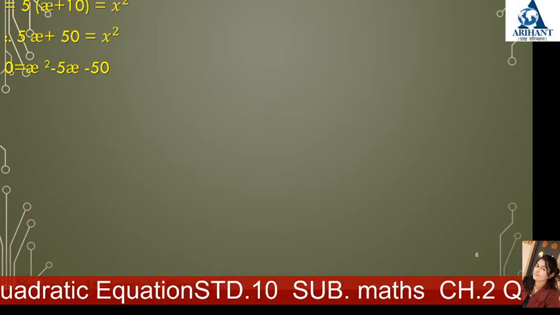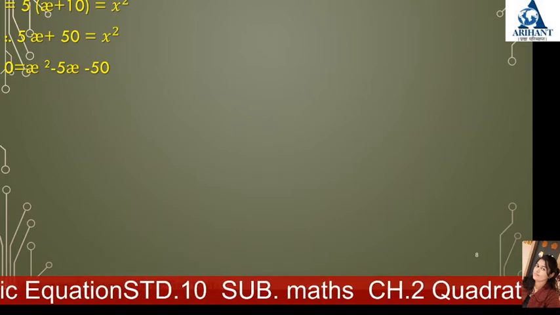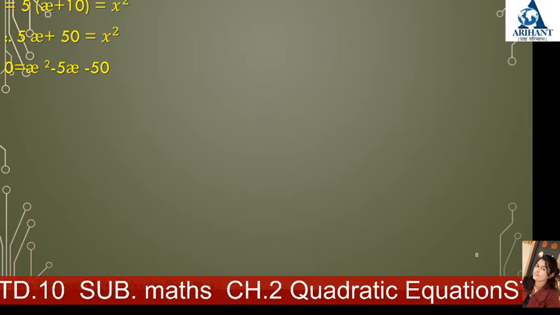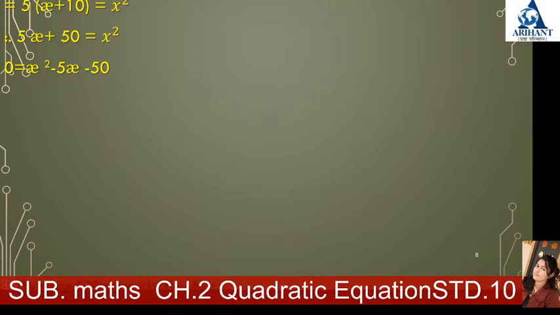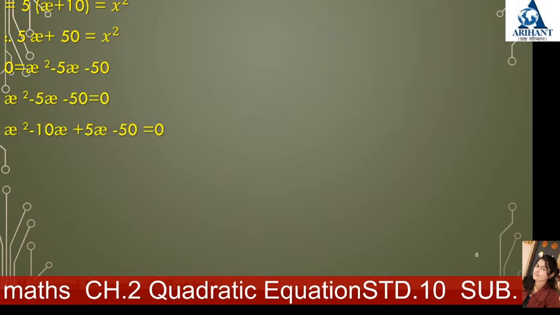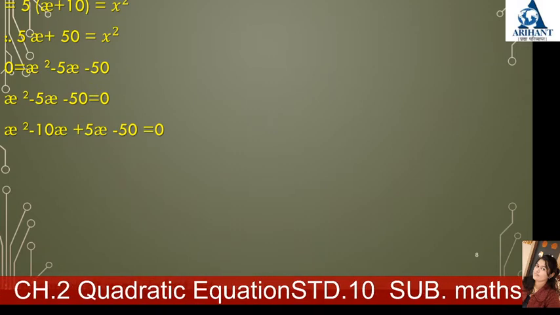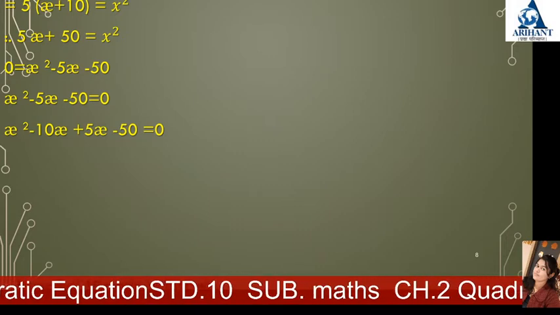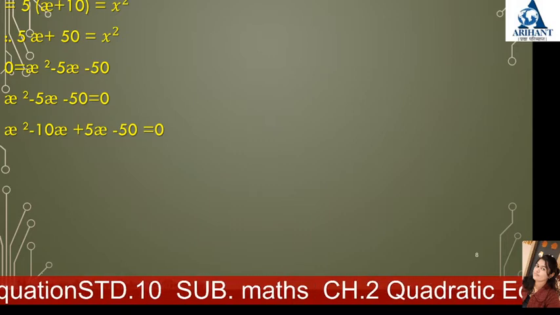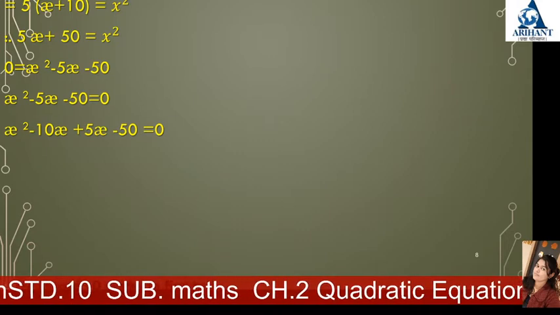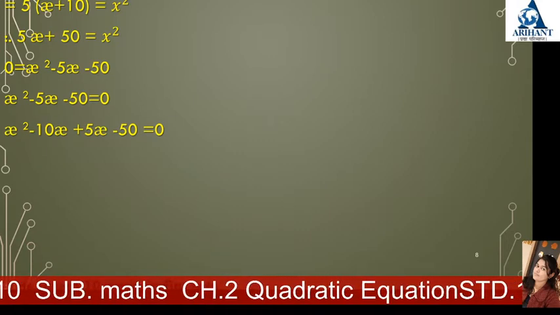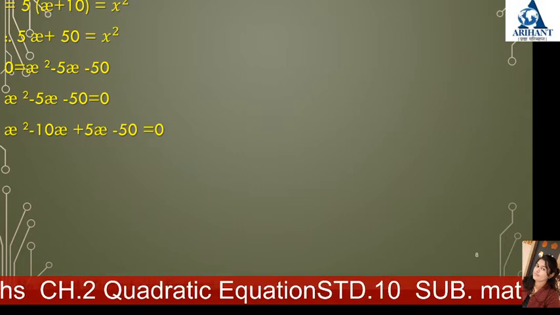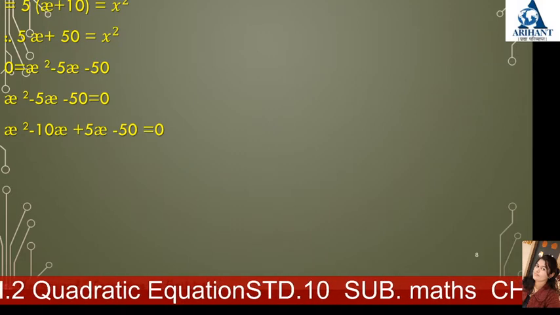Then 0 is equal to x square minus 5x minus 50. Next step is x square minus 5x minus 50 is equal to 0. This is a simple equation. Let's write minus 5x in the form of minus 10x plus 5x. We can write it, right? So x square minus 10x plus 5x minus 50 is equal to 0. We just split the 5 in the form of 10 and 5.